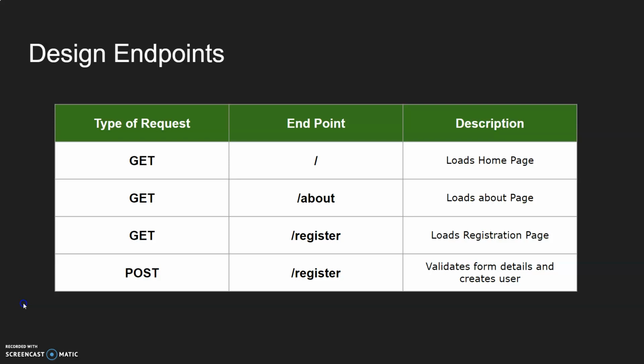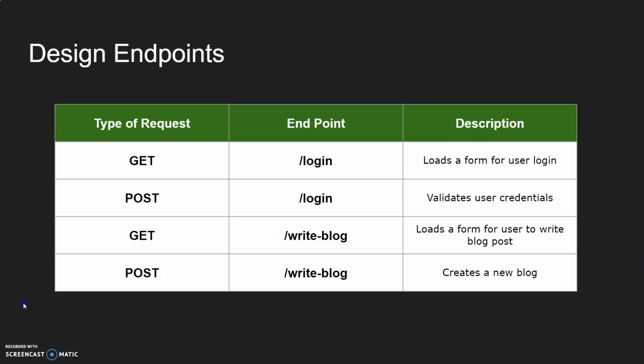The fourth is a POST request, from the same endpoint, register, but instead of GET, this is going to post the details of the user, and if the form is validated to be true, it's going to create the user. The fifth one is a GET request. The endpoint is login. This is going to load a form for user login. And the next is a POST from the same endpoint, but here it will validate the user credentials and make sure that the user will be logged in if he submits the right ones.